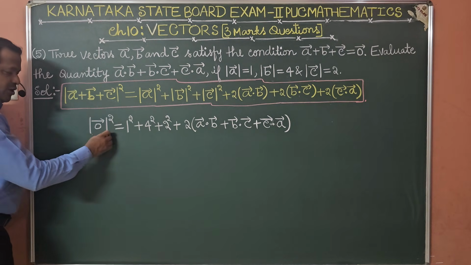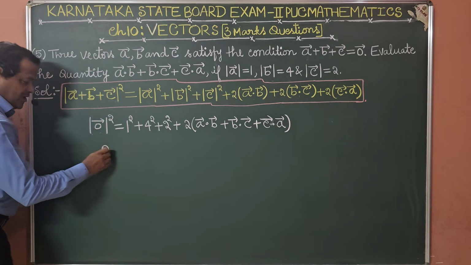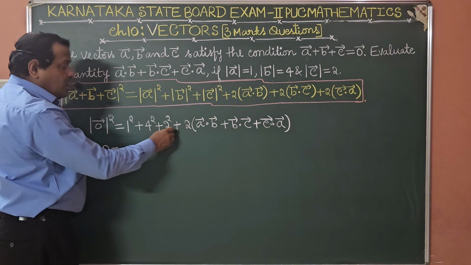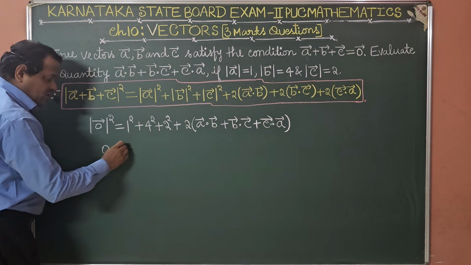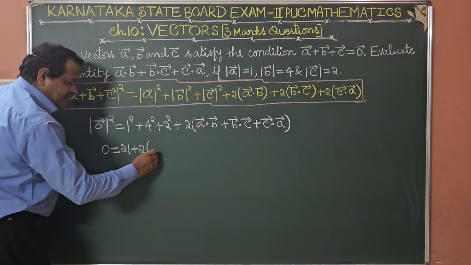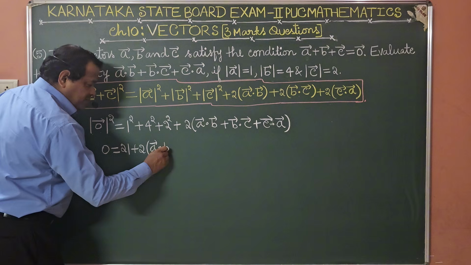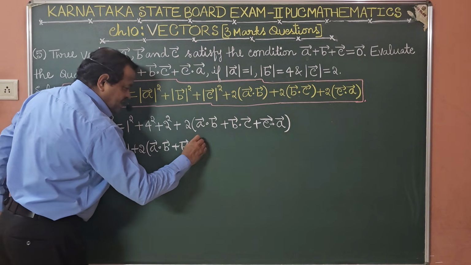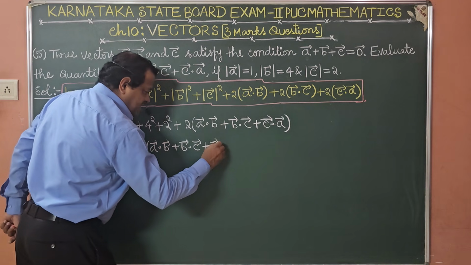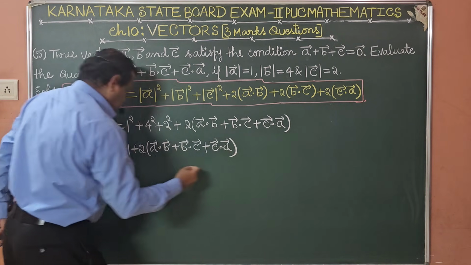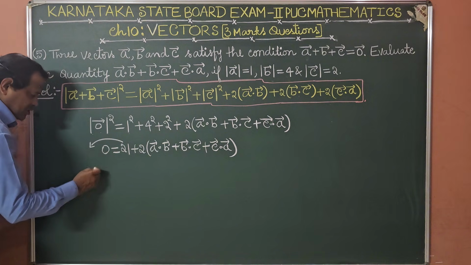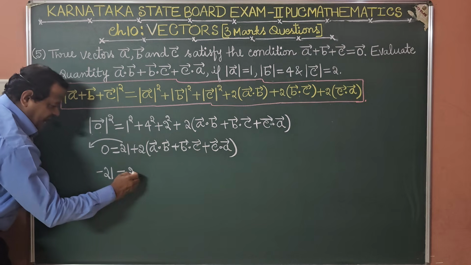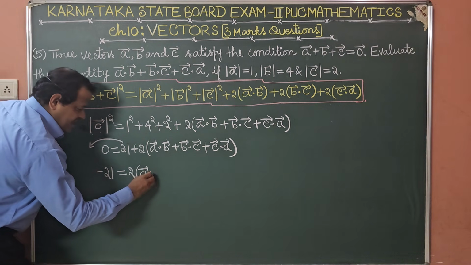This is magnitude of 0 vector is 0. 0 square is 0 itself. This is 1 square 1, 4 square 16, plus 2 square 4. 4 plus 16, 20 plus 1, 21, plus 2 times the same: A vector dot B vector plus B vector dot C vector plus C vector dot A vector. Now this 21, I will take to this side. So minus 21 is equal to 2 times our required quantity.